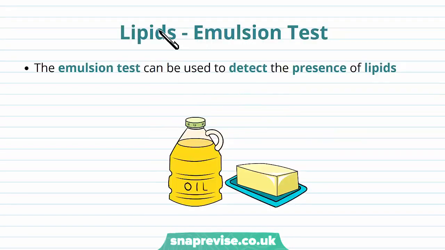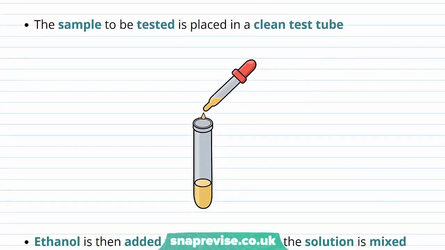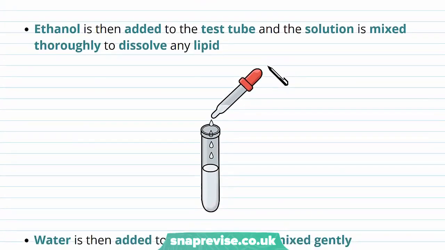We also need to know how to test for lipids as well, another common molecule found in many foods. And we use the emulsion test to detect the presence of these lipids. And remember, lipids can be found in things like oils and fats like butter. So first of all, again, we place the sample into a clean test tube using a pipette, and then we add the particular alcohol known as ethanol, and the solution is mixed thoroughly to dissolve any lipid present.